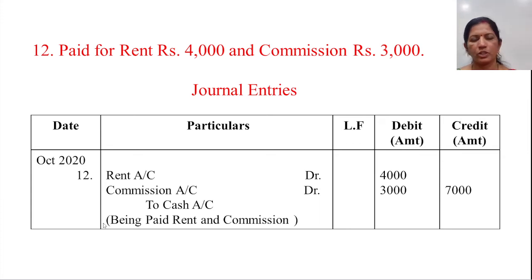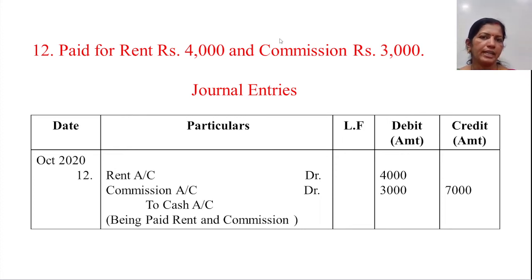So see, in this transaction we paid for rent and commission. Two separate accounts are taken for rent and commission. Rent account debit 4,000, commission account debit 3,000, to cash account. For rent 4,000, for commission 3,000, total cash goes out 7,000. See the journal entry: rent account debit, commission account debit to cash account.